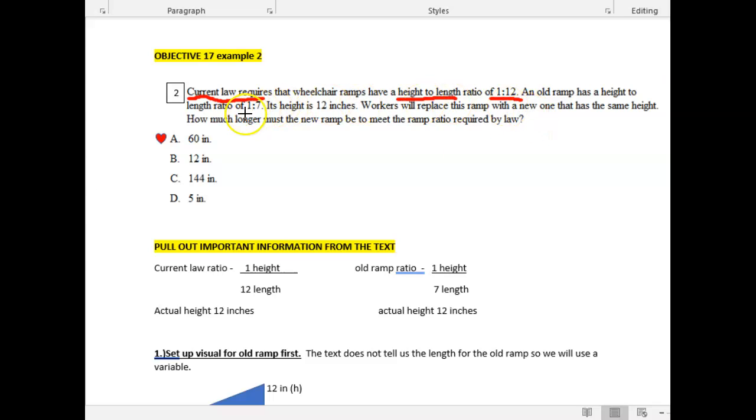Now, that was for the current law. So we look here and we look at the ratio, 1 over 12. And I put the 1 on top because it goes first in our ratio. An old ramp has a height to length ratio of 1 to 7. Here we have it written in fraction form, 1 over 7. Height comes first, 1 comes first, so 1 is our ratio value for height, and 7 is our ratio value for length.